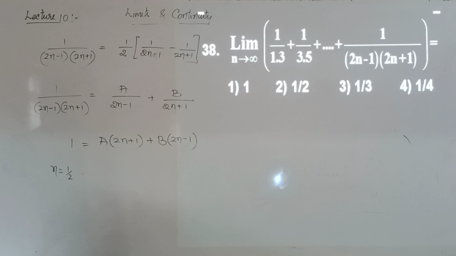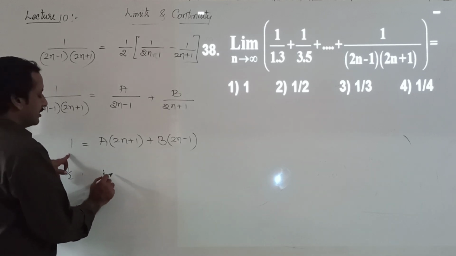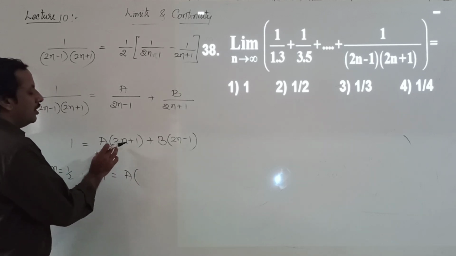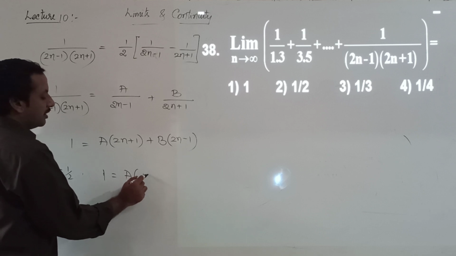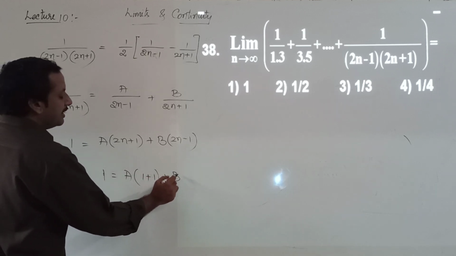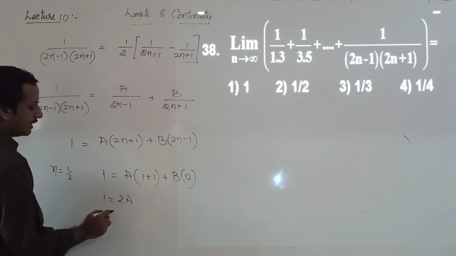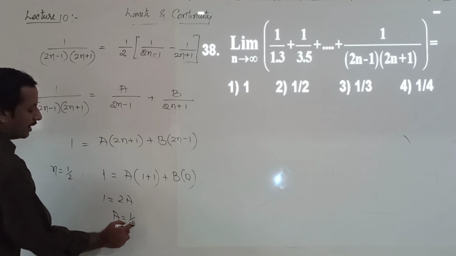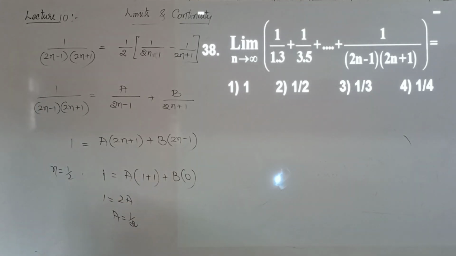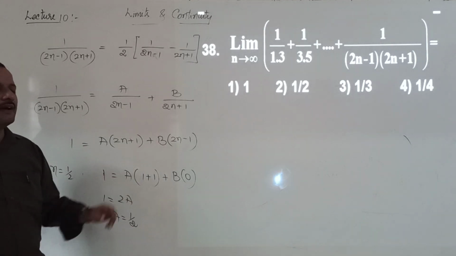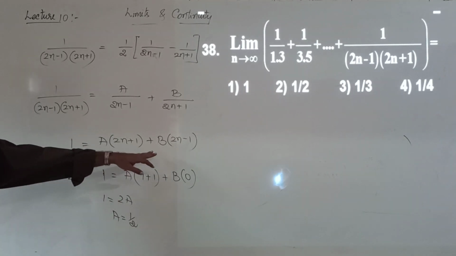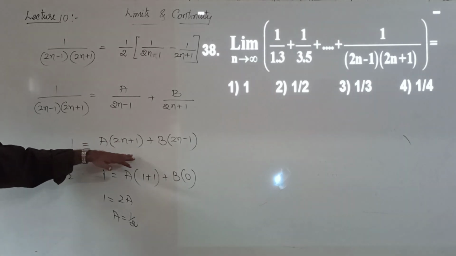When I put n is equal to 1 by 2, we get 1 is equal to a into 2 into 1 by 2, that is 1, plus b into 0. So 1 is equal to 2a, hence a is equal to 1 by 2. Okay, so we got the value of a. Now I want the value of b. To get the value of b, I have to make this as 0.